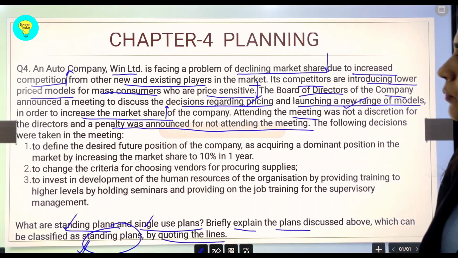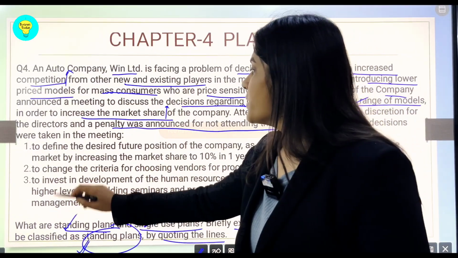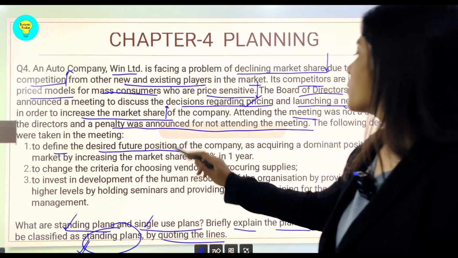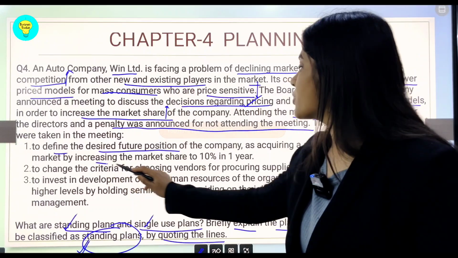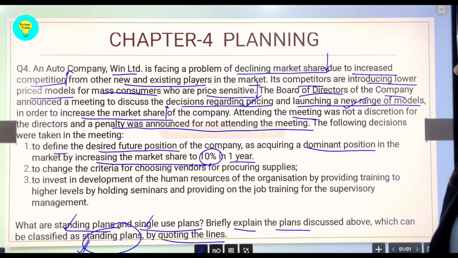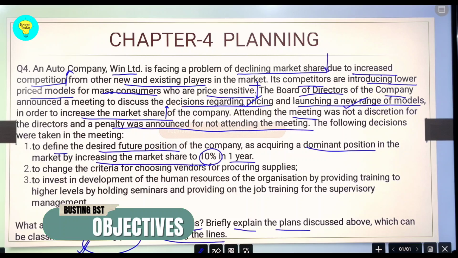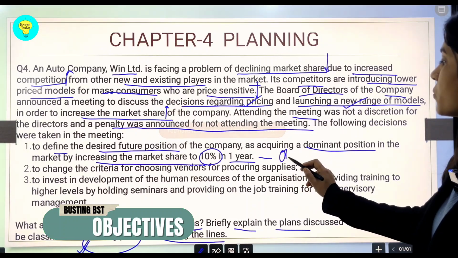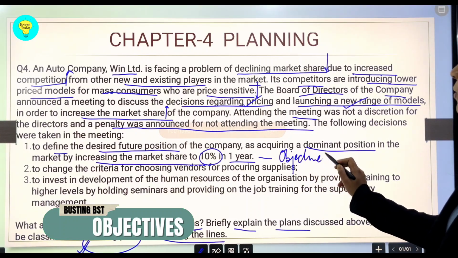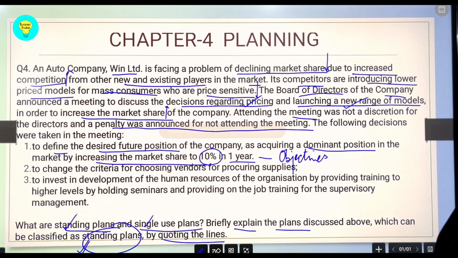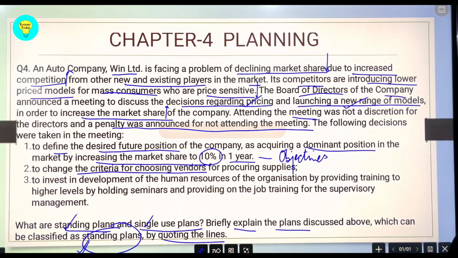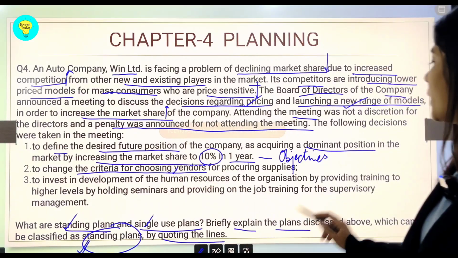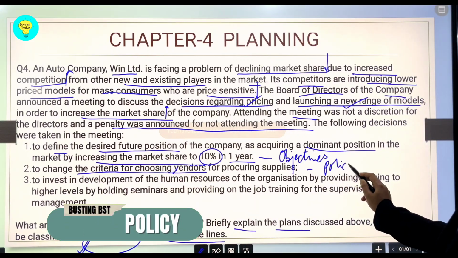Now, let us read what they have given in the points further. The first one says to define the desired future position of the company as acquiring a dominant position in the market by increasing the market share to 10% in 1 year. So, you see, students, from this type of statement we can infer that they are pointing towards objectives as the type of plan, because it is specified in numerical terms, precise statements. The second one, changing the criteria for choosing vendors for procuring the supplies. So, choice of vendors, it can come under policies of the enterprise.